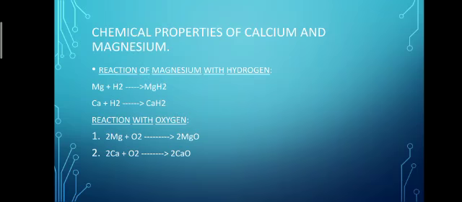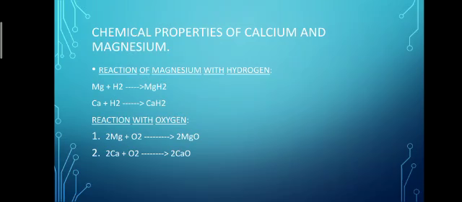Now the chemical properties of magnesium and calcium. The first is the reaction with hydrogen. Calcium and magnesium combine directly with hydrogen, forming hydrides. Magnesium reacts with hydrogen to form magnesium hydride. Calcium reacts with hydrogen to form calcium hydride.